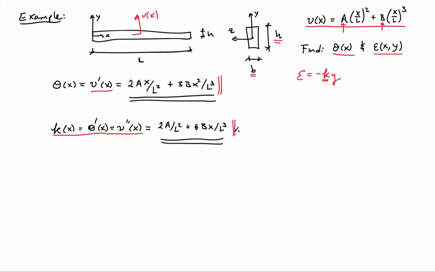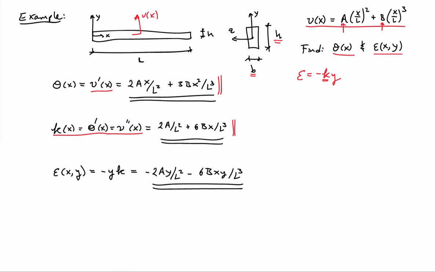And now all I have to do is multiply that by minus y, and that's going to give me the expression for the strain field. So the strain field in this case is a function of both x and y. y is the coordinate on the cross section, and x is the coordinate along the length of the beam. So it's changing linearly as I move along the length of the beam, and it's also changing linearly on every cross section.